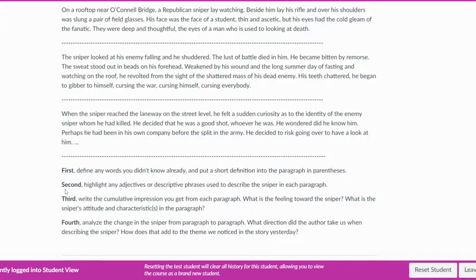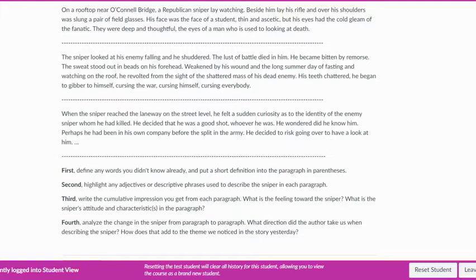Then we'll go through and highlight adjectives and descriptive phrases that describe the sniper in each paragraph. I would recommend doing this 1 paragraph at a time, so like the second and third pieces together, 1 paragraph at a time. Third, you're going to write your cumulative impression that you get from the paragraph. Like, what feeling do we get about the sniper? What is the sniper's attitude and characteristics that we're picking out of that paragraph? And you're just going to write a line underneath. You can give yourself a space underneath if you need.